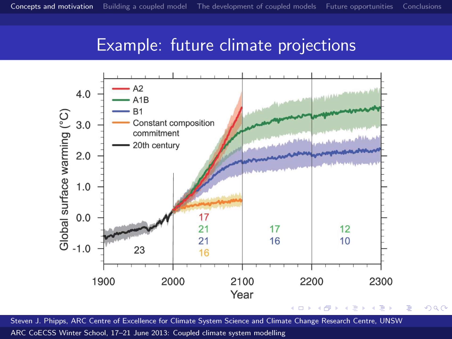Now, of course, the response of the climate system, and particularly the very lagged response, whereby the warming continues for centuries into the future, is of course a consequence of the heat capacity of the ocean. So, even something as simple as global warming is very definitely a coupled phenomenon.